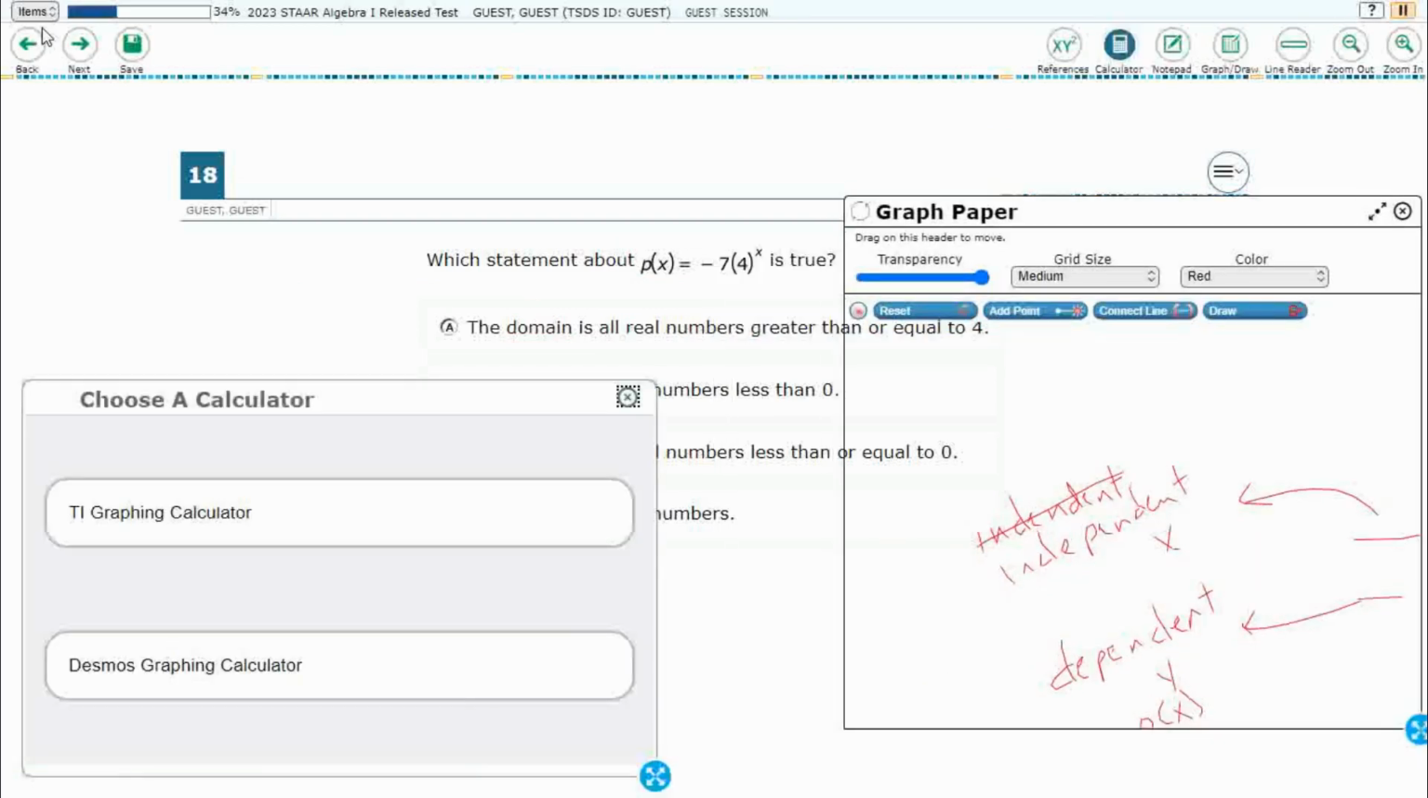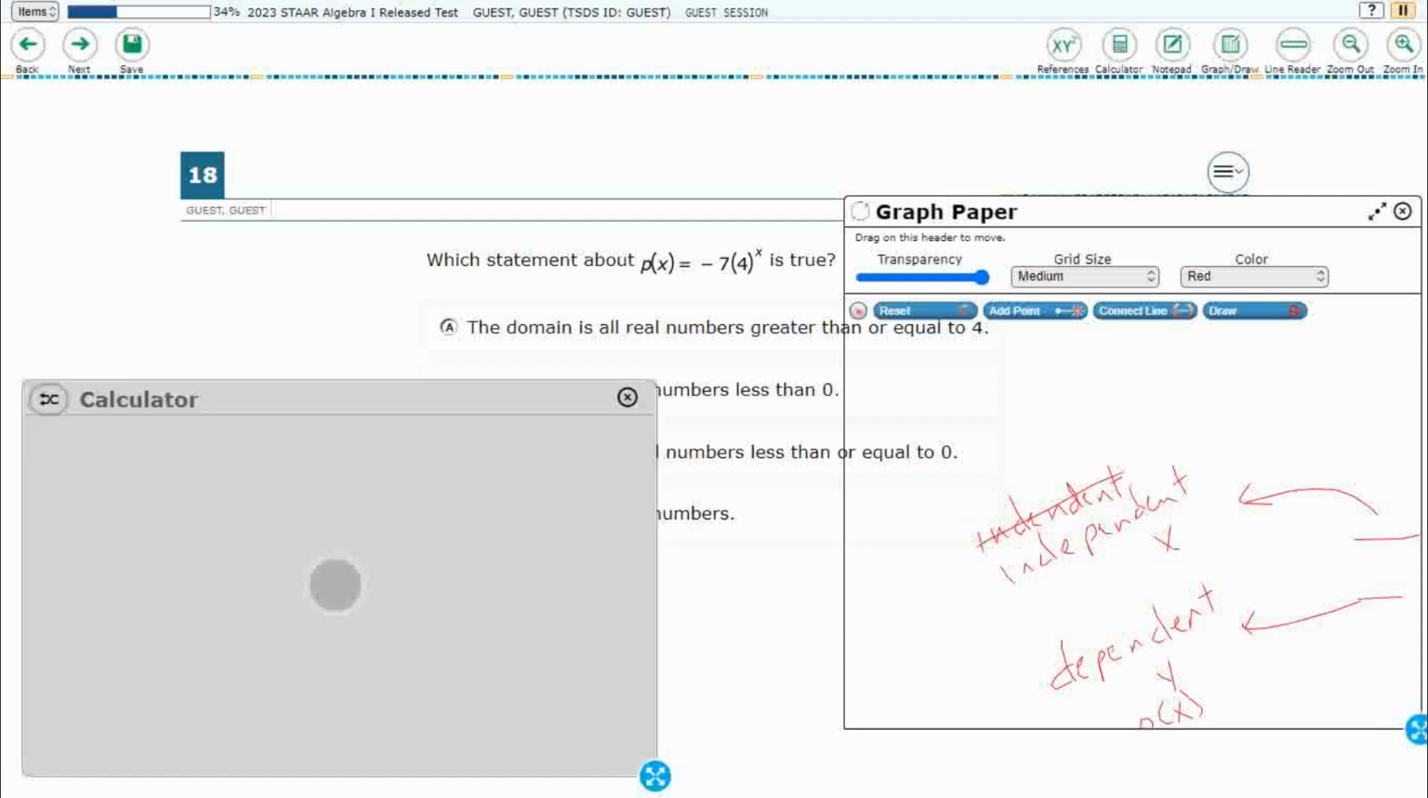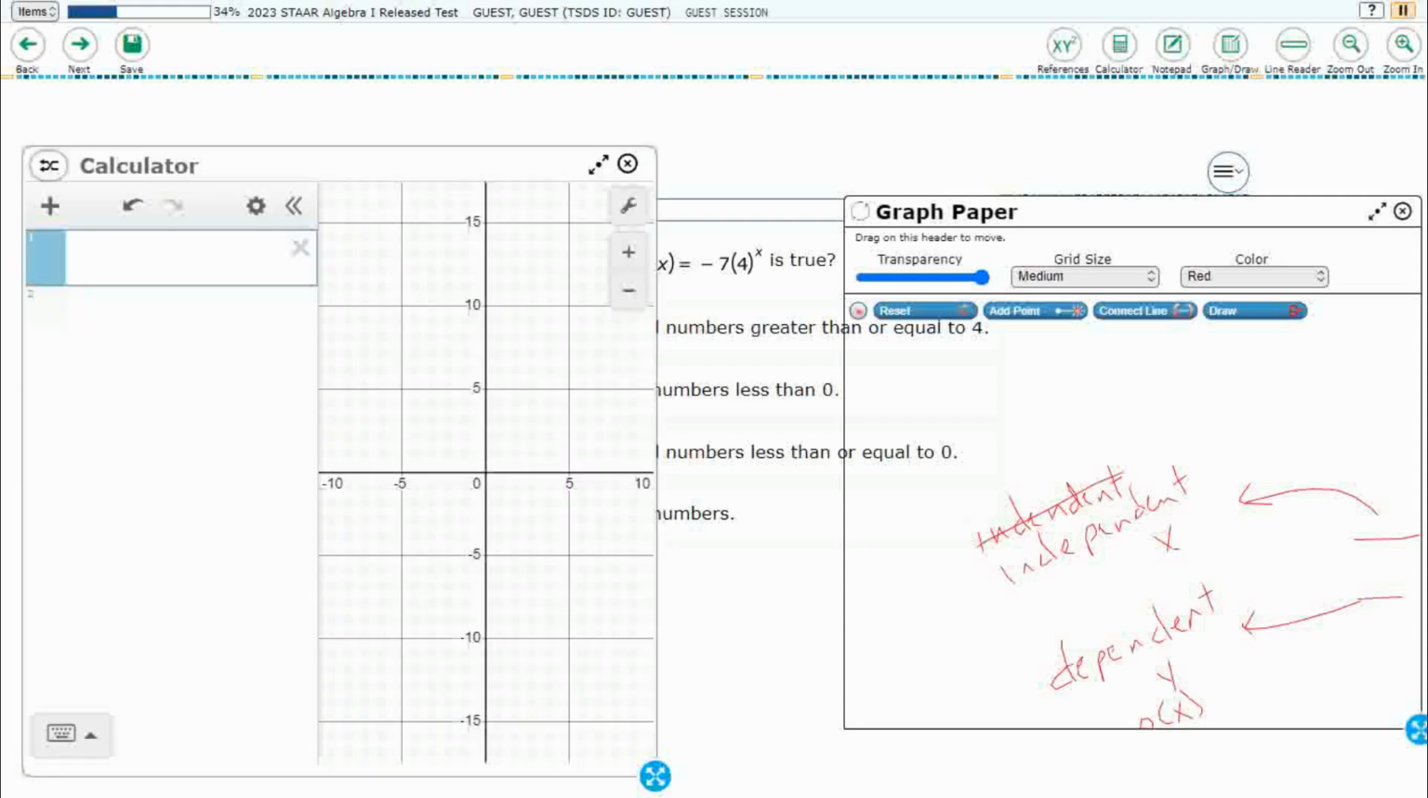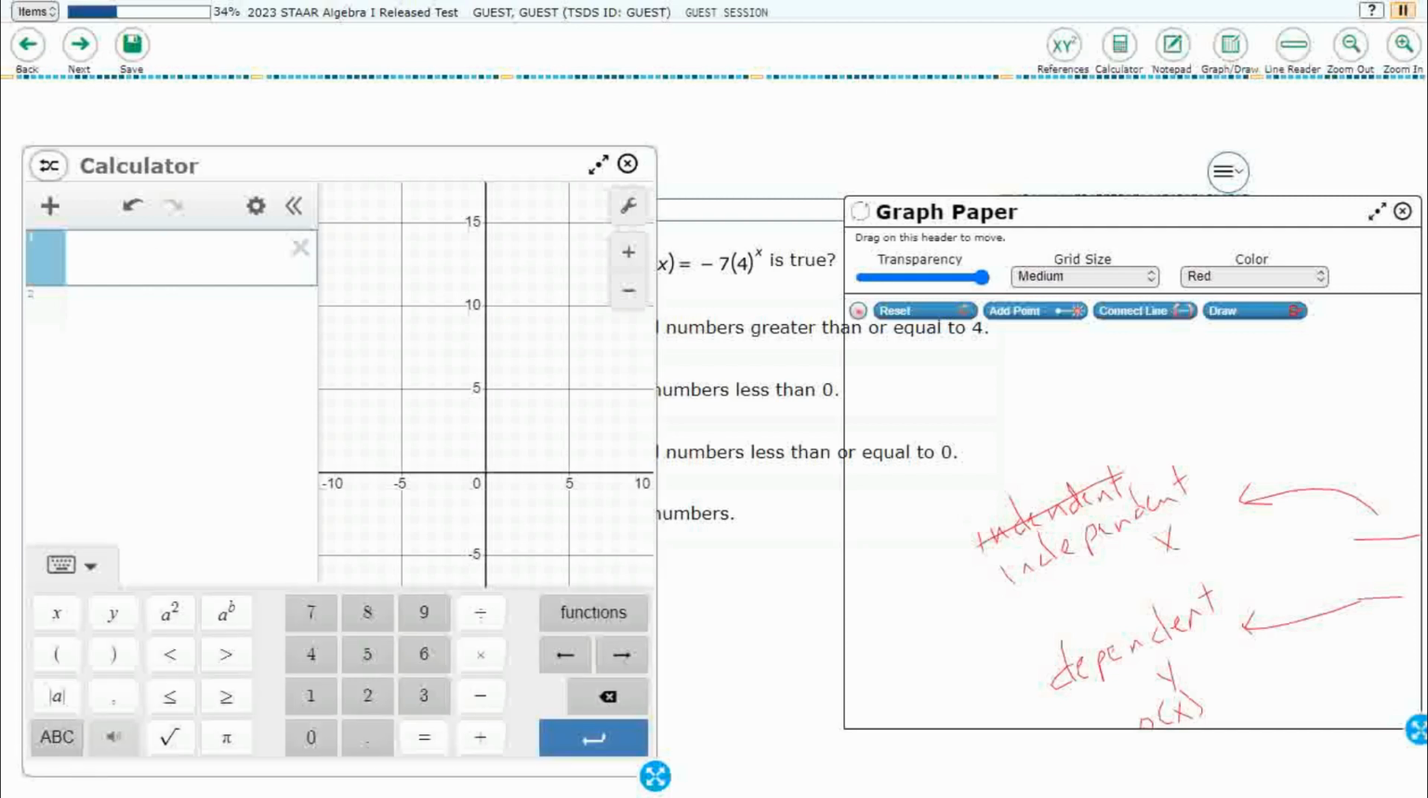Let's open up a graphing calculator. In this one, let's just do our Desmos. We could do the other one as well if we need to. Let's just type this in here. We can type in our p of x, and for this case, let's just call it y equals -7 times 4, and then we need to get that up to the x power. And there we go.